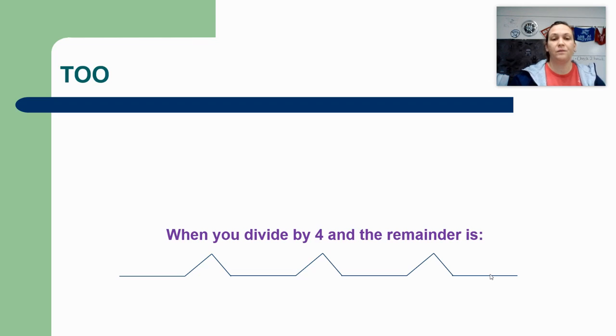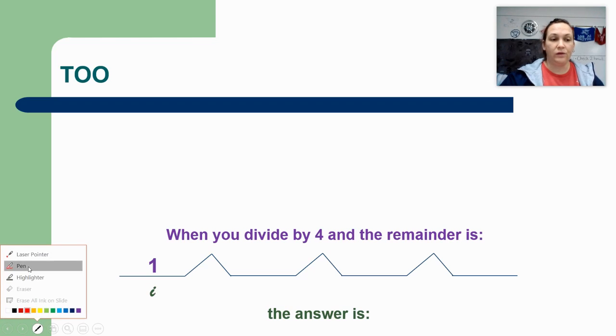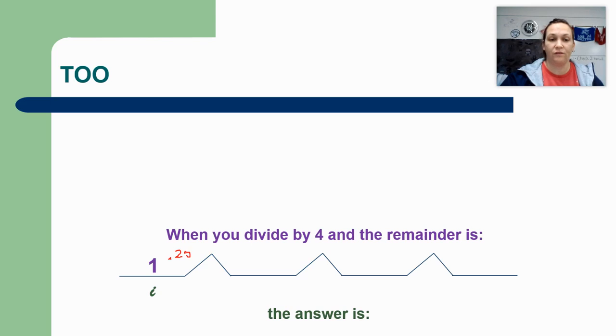And it says, when you divide by 4 and the remainder is 1, then the answer is i. So this is how you read the chart. When you divide by 4 and the remainder is 1, then the answer is i. So this was the remainder, and then this is the answer. And don't forget, when you divide by 4 and the remainder is 1, that means your calculator gave you a decimal of 0.25, because that's 1/4. Okay?